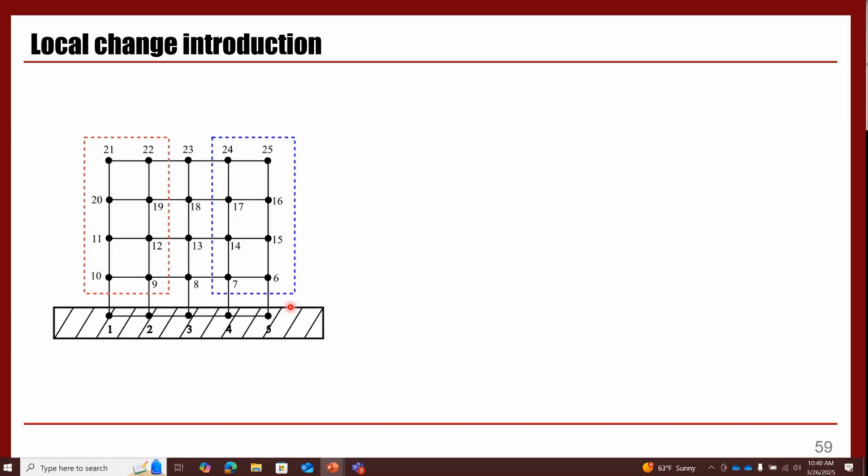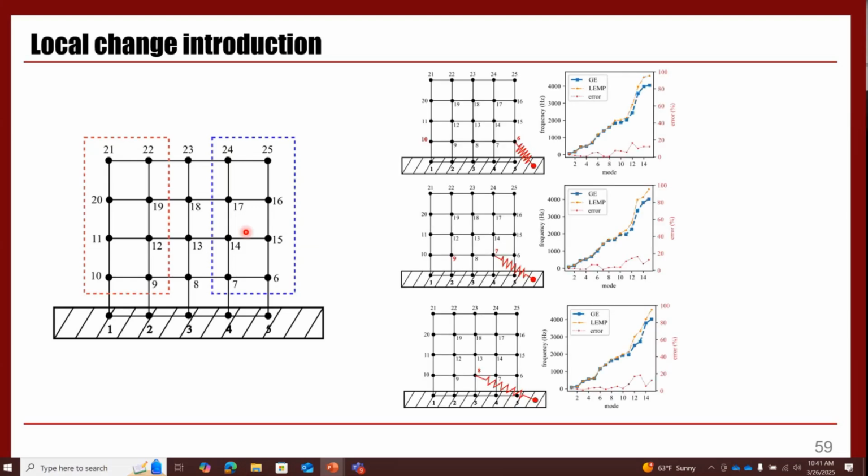And then we introduce local change at all the remaining nodes in the system. But we only introduce those local changes at one side of the plate because the other side is a mirror of it. So we can use the nodes on the right side to mirror the other side. The frequency obtained from introducing change on the right side is also going to be the same as the frequency when we introduce change to the left side. So as I said, the change was introduced from 6 to 25, and we did that.